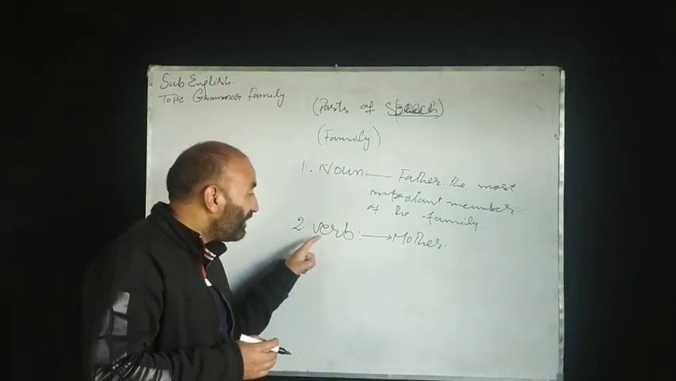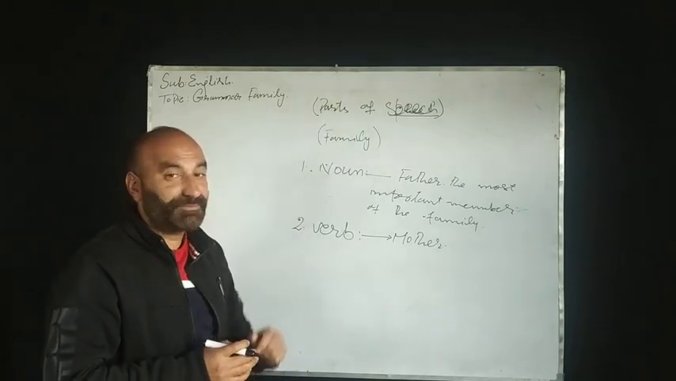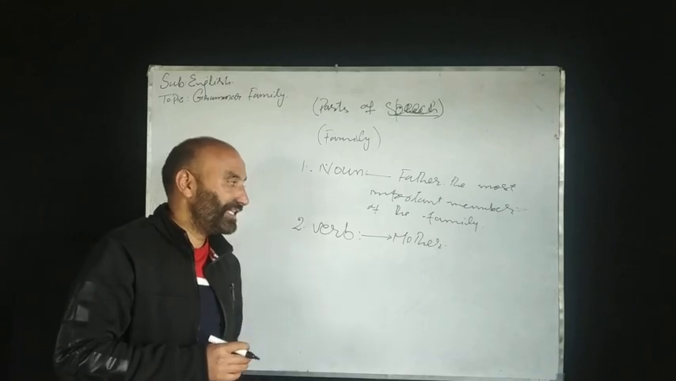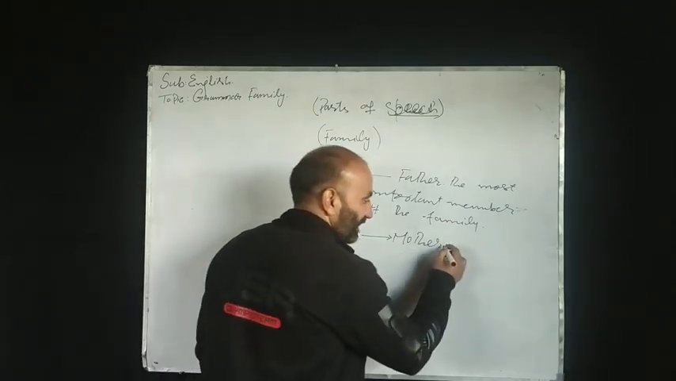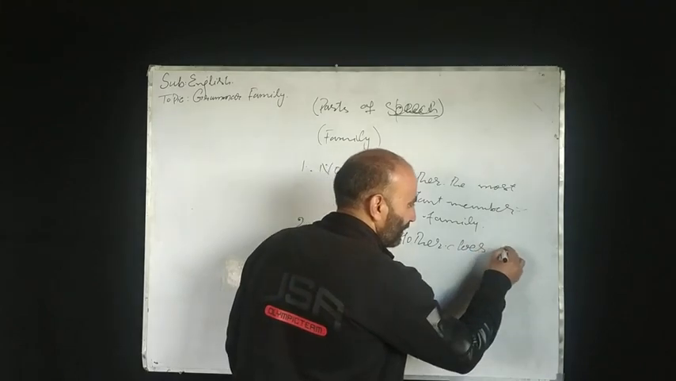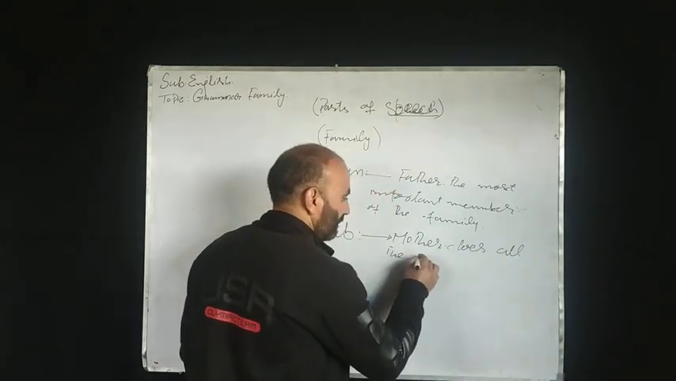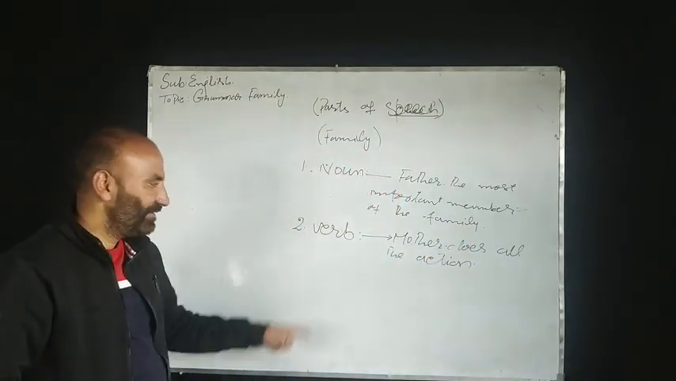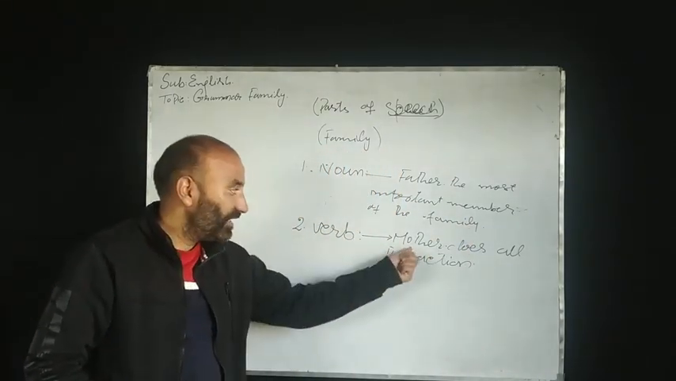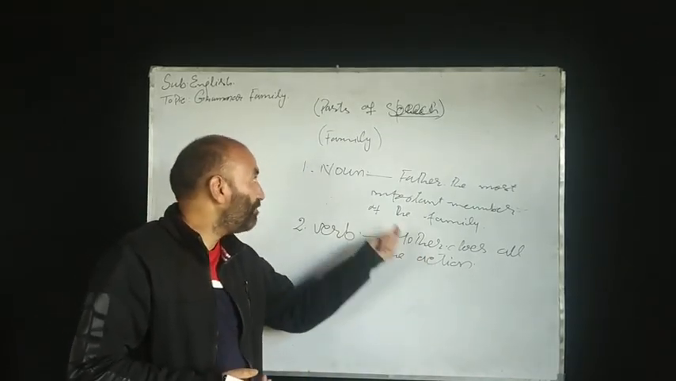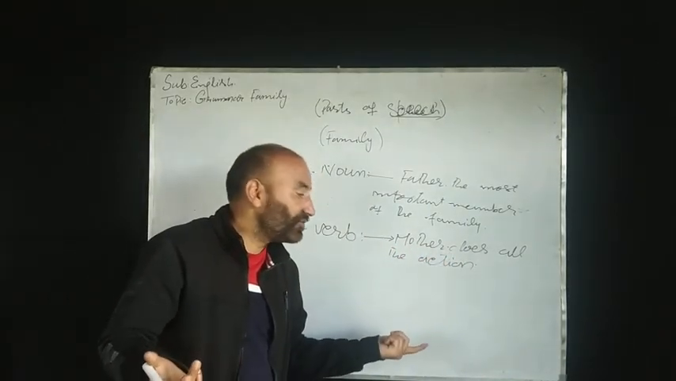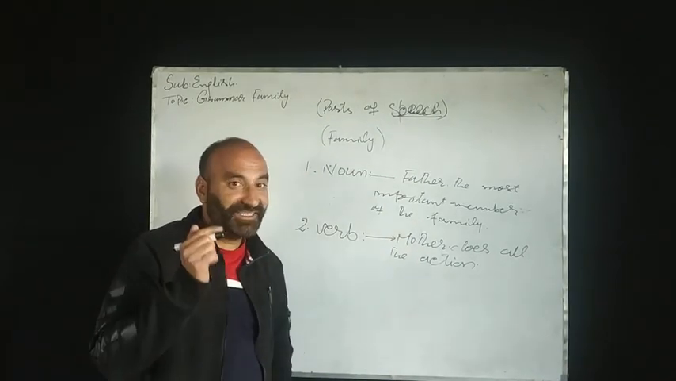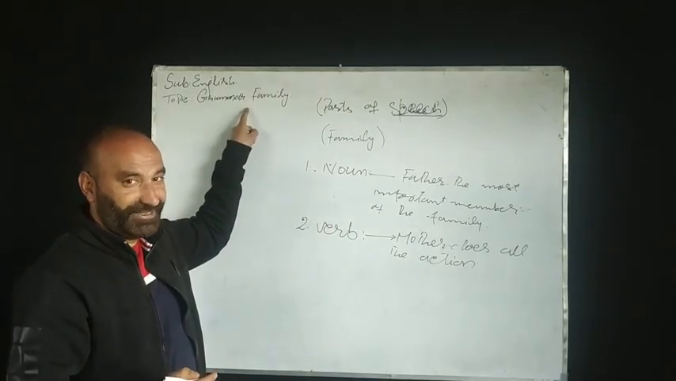Similarly, when we define a verb of parts of speech, it denotes action. Like our mother does all the action. Verb denotes action. Why do I call it the mother of my grammar family? Because mother does all the action. That's why this verb is the mother of this grammar family.